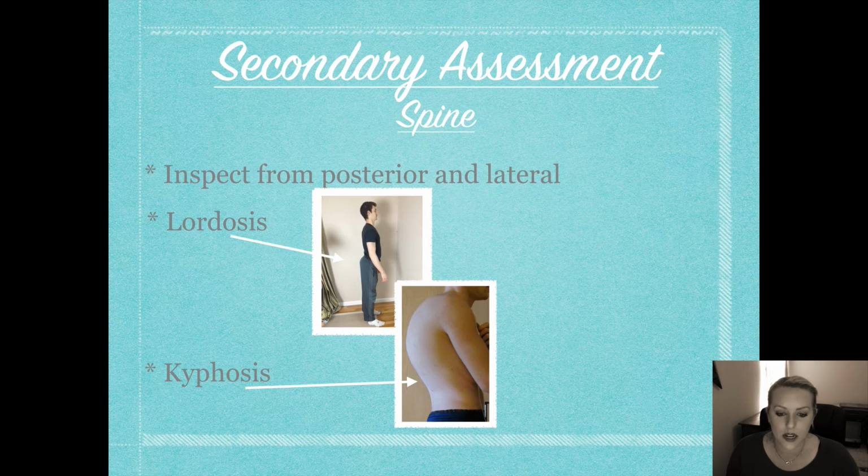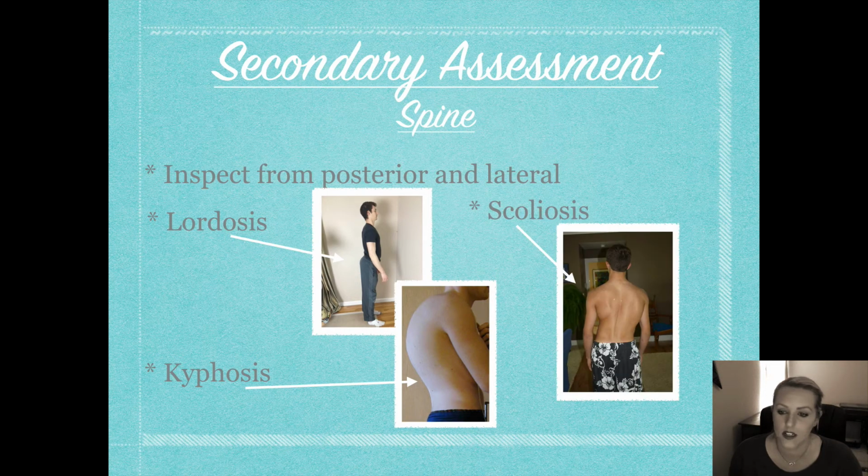One of the things that we need to recognize is that when we are backboarding these patients, it's very difficult to backboard them. Our lordosis patients and our kyphosis patients. So you're really going to have to pad that backboard. And then scoliosis. This is curvature of the spine. This would be from the posterior position.